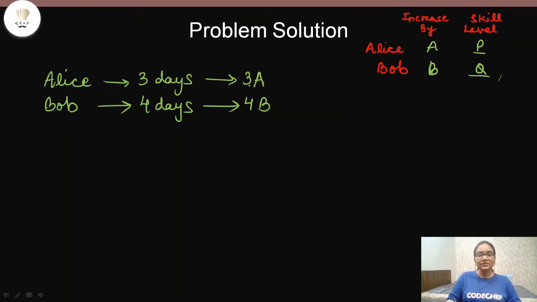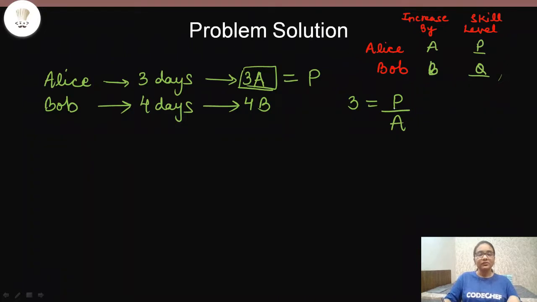So here, as you can see, if Alice is working, say, suppose this 3A is the skill level of Alice, and we want this skill level to be equal to P. Now in this equation you can easily determine how we will find out for how many days Alice has worked. So here Alice has worked for 3 days, and 3 will be equal to P divided by A.